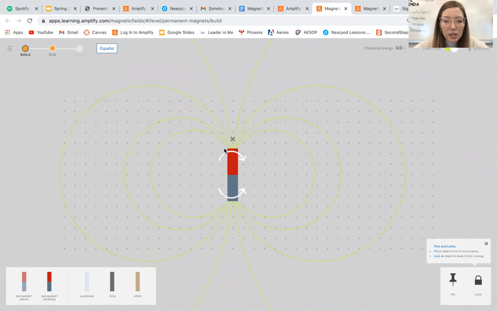As you can see, those green lines are representing the field lines. They're going out from the magnet and then coming back in. The closer the lines are together near the magnet, the stronger the force. The farther apart the lines are, the weaker the force.